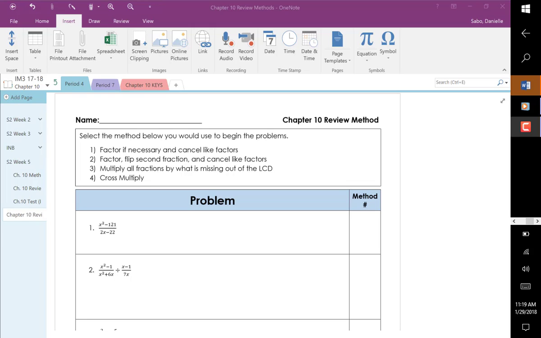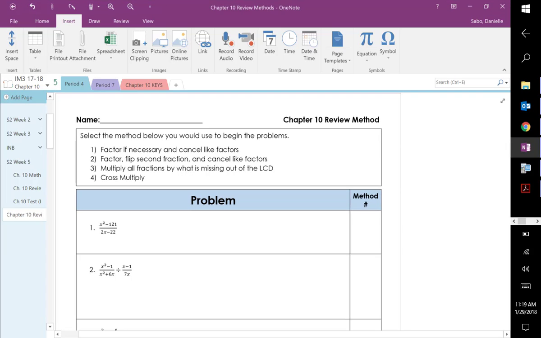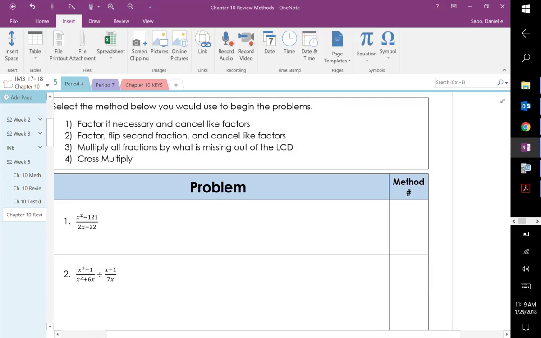Here we go. Your phone should be away at this point. So select the method below that you would use to begin the problems. We have factor if necessary and cancel like factors. That's when you don't have any operations going on, if you're just simplifying. So that's number 1.